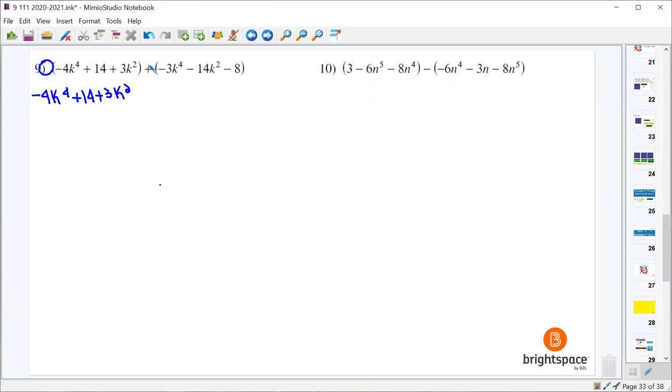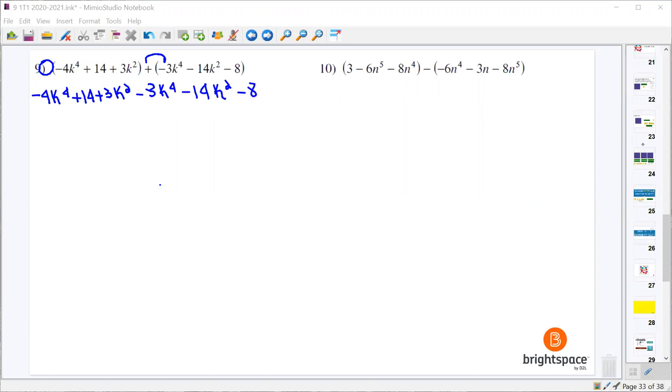And now I have a positive, and when I multiply positive times negative, the answer is? Negative 3k to the fourth, positive times negative, the answer is negative. 14k squared. And positive times negative, the answer is negative, right?